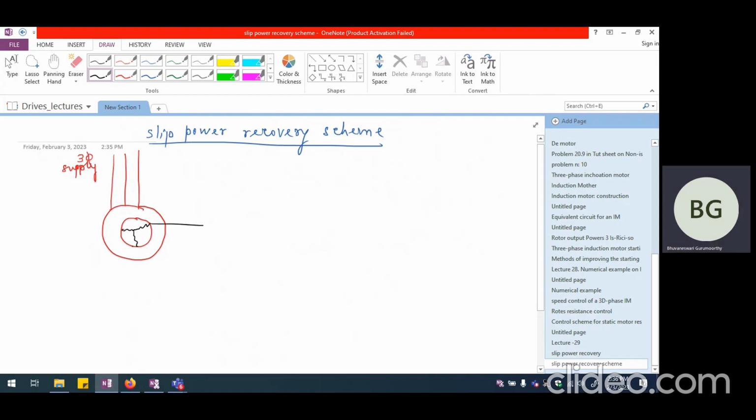Now from here, we are taking out the output. And if we just put a diode rectifier, we don't have to worry about the frequency at which the rotor supply or rotor terminal voltages are coming out. Diode rectifier will automatically convert any frequency into DC. That should not be a problem. So what we get here is a DC, and let me call that VD1.